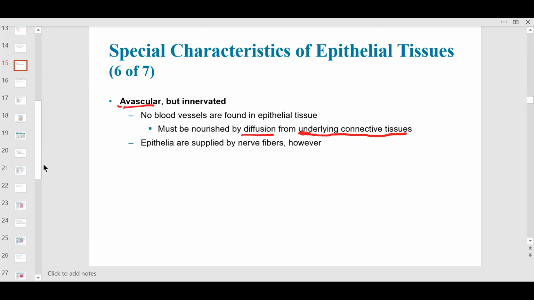So when you go from a high concentration to a low concentration through a membrane, that is diffusion. When you go against the concentration gradient, going from low to high, you're going to need ATP. Therefore, that's going to be considered active transport.